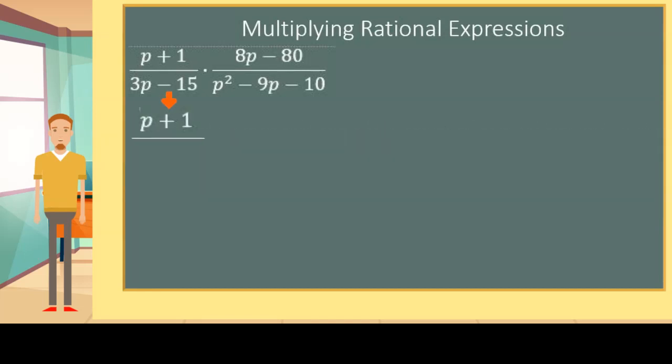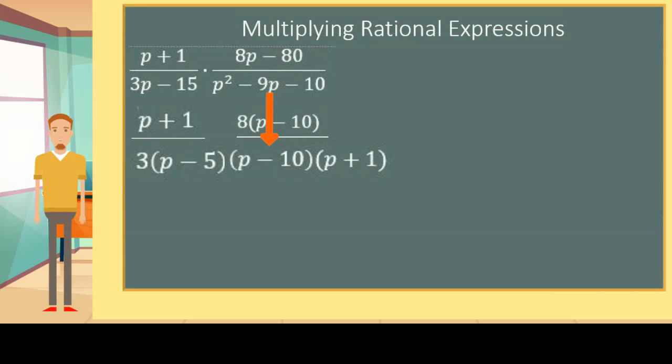3p minus 15 can be written as 3 times p minus 5. 8p minus 80 can be written as 8 times p minus 10. While the quadratic trinomial, p squared minus 9p minus 10, can be factored as p minus 10 times p plus 1. Looking at the factored forms of the denominators, p should not be equal to 5, 10, and negative 1.